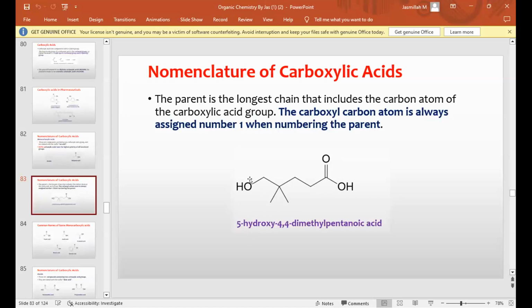So 5-hydroxy because of this OH group. Then we have these 2 methyl groups bonded here. So 4,4-dimethyl. Pentanoic acid because we've seen that the parent chain is a pentane, a 5-membered chain.